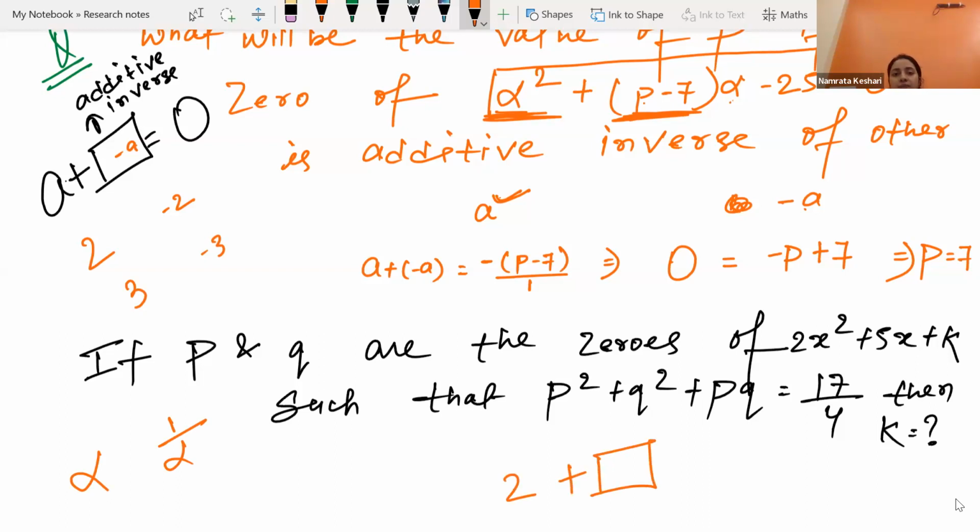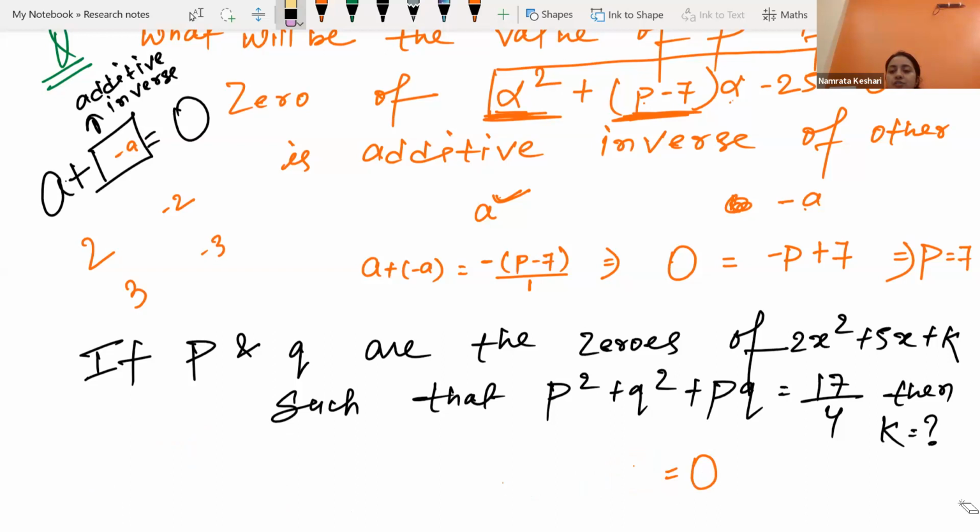so that the result will be 0? So that is minus 2, and this is called additive inverse of 2. If we are asked for the multiplicative inverse of 2, we will say reciprocal, 1 by 2. That is multiplicative inverse. Getting it? Getting it, everyone? Yes, ma'am.